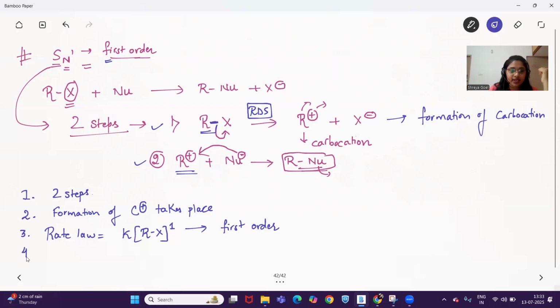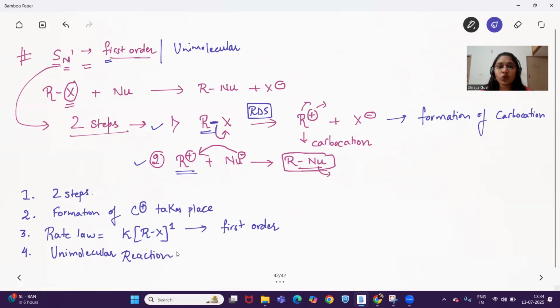Great. Now, here we can say this is a unimolecular reaction. Unimolecular. We can also write one as unimolecular. As you can see, only one molecule is taking part in the RDS step. So this is a unimolecular reaction.